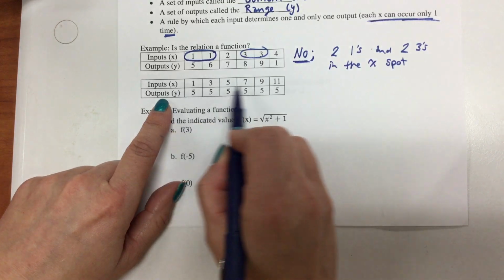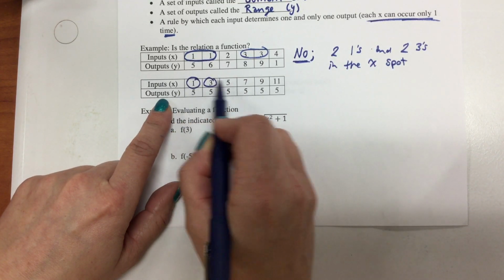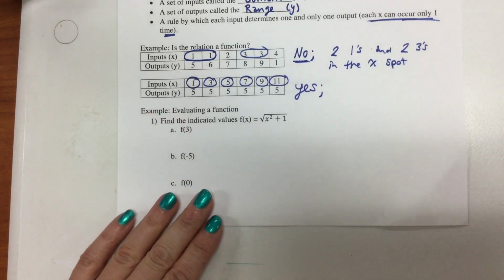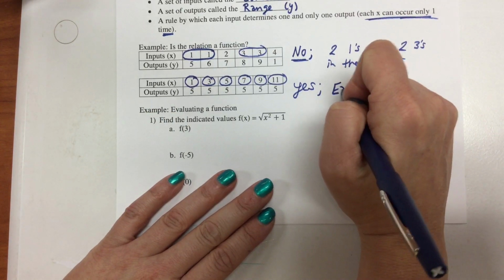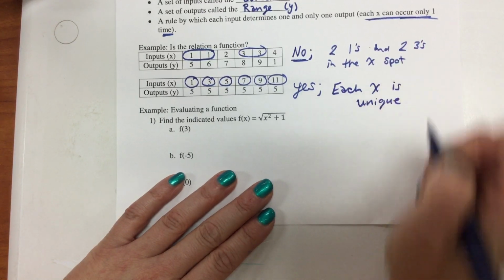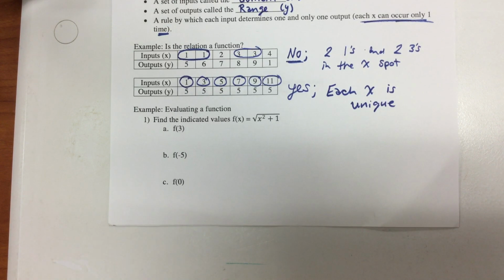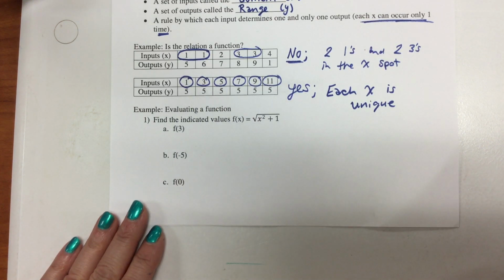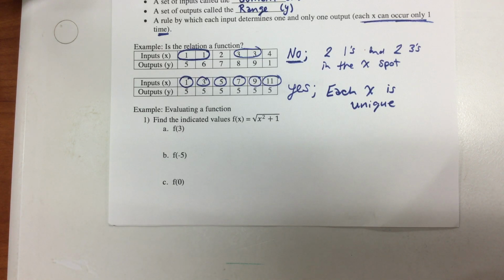If I want to see if this is a function, the x's are 1, 3, 5, 7, 9, and 11. So yes, that is a function. How do I know? Because each x is unique. Each x is different. Now, in order to see if it's a function, notice I did not look at the y value at all. For something to be a function, each x value has to be unique. Like here, this is a function. If you notice, the y values are all the same. That's totally fine. It's all based off of the x's.